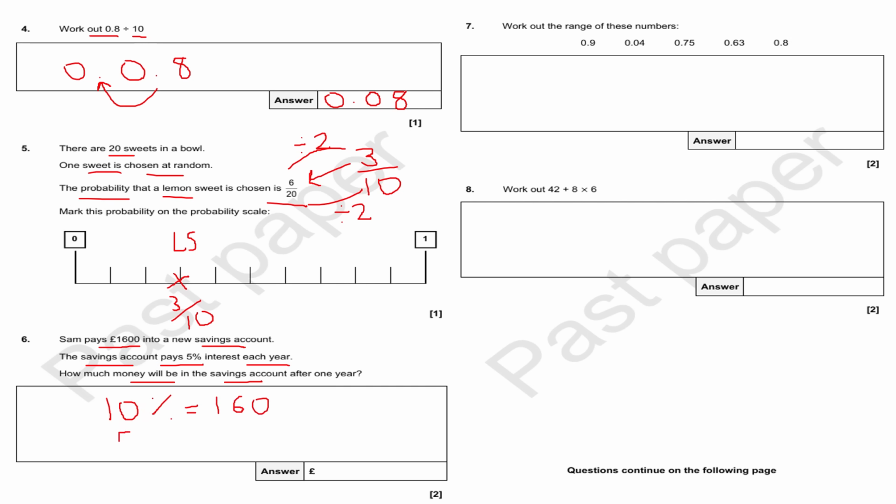5% is half of 10%. Half of 16 is 8, and I'm going to tag on a 0, so it's 80. I'm now going to add this on to 1,600. I get £1,680. That's how much is in his account after 1 year.